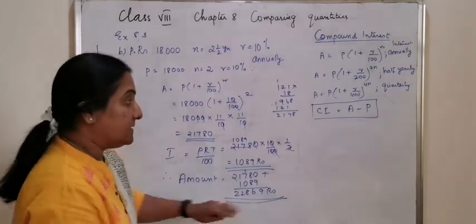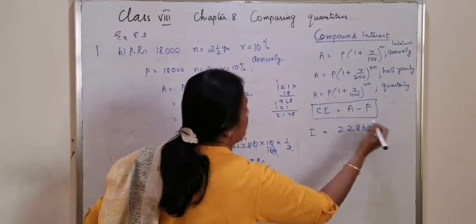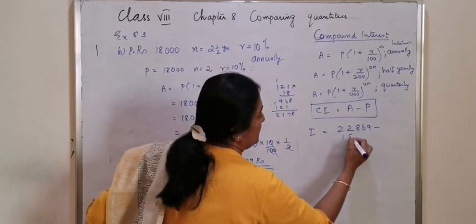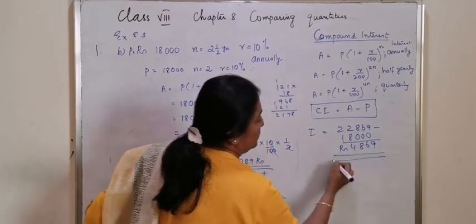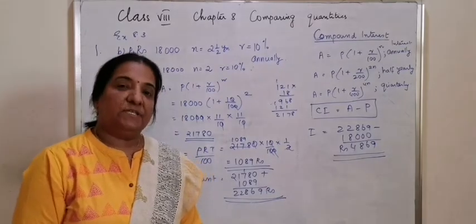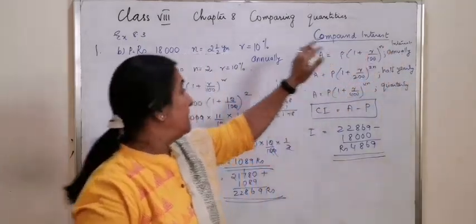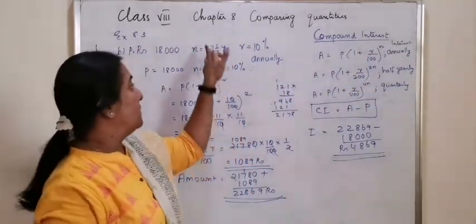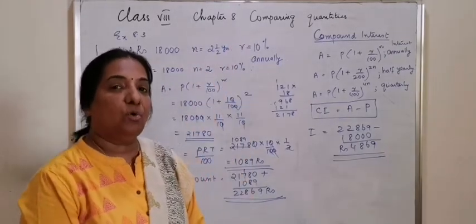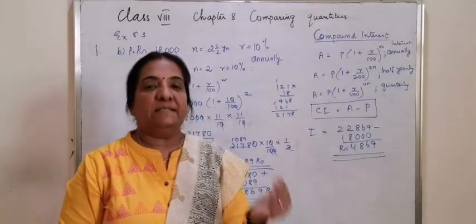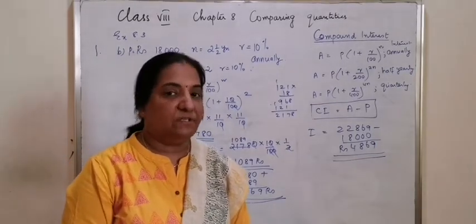22,869 rupees, and the interest will be 22,869 minus 18,000 rupees, 4,869. So this is the direct application of the formula annually when the number of years is a whole number as well as when the number of years is an improper fraction or a mixed number. So you will calculate the whole period with the compound interest formula, and the remaining time of the year you will calculate by the simple interest formula.